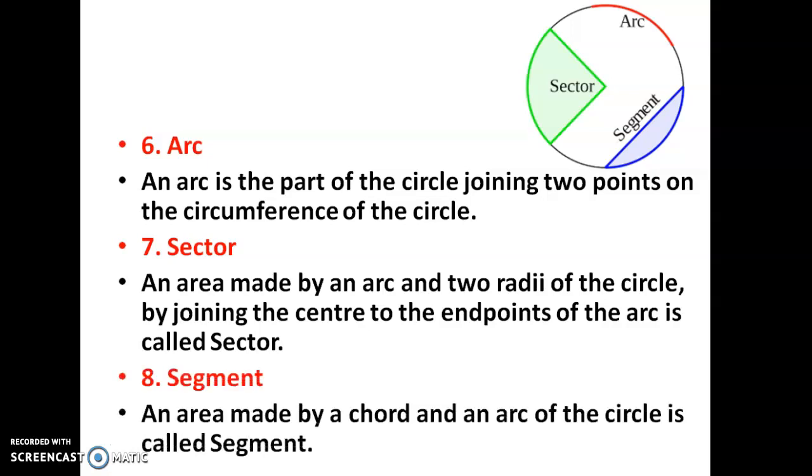Segment: an area made by a chord and an arc of the circle is called a segment. See in the picture, this is an arc on the circumference, and on this side is one chord. Chord means if a straight line is drawn from one point of the circle to the other point of the circle, that is a chord. So the area between the chord and the arc is the segment.